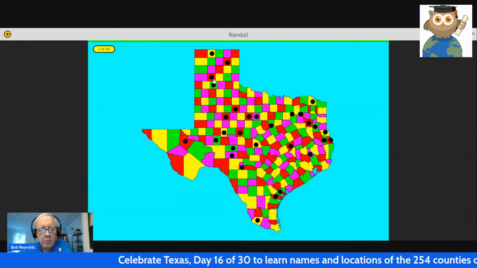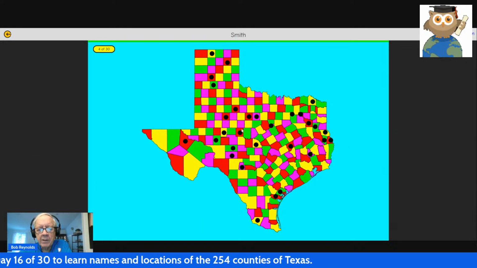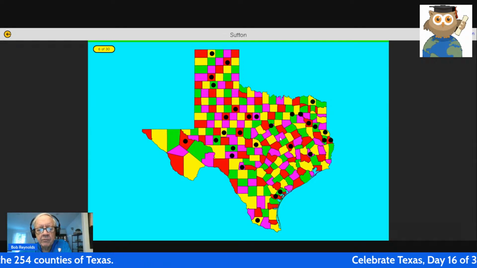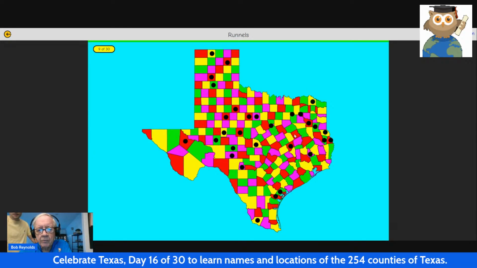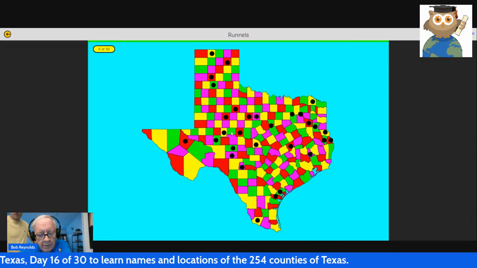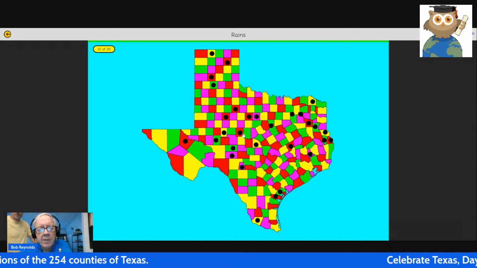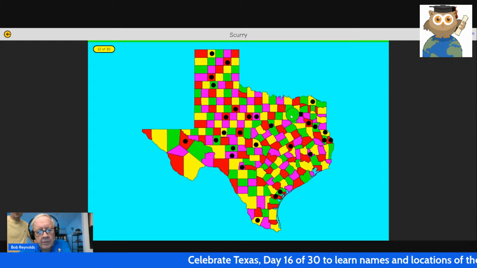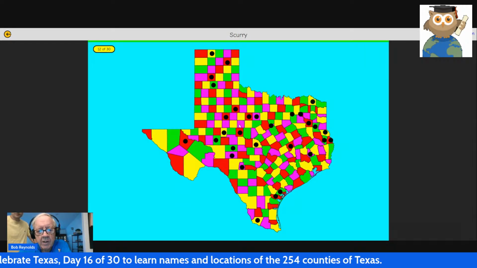Real, Randall, Flicker, Shelby, Smith, St. Augustine, Sutton, right above Edwards, Sutton County, Robertson, Reeves, Runnels right between Cook and Coleman, Runnels, Rains up to right next to Rockwall, Rains. There's Rockwall. The buttons are not disappearing. So far, I've got green on all of these. I've got 100% so far.